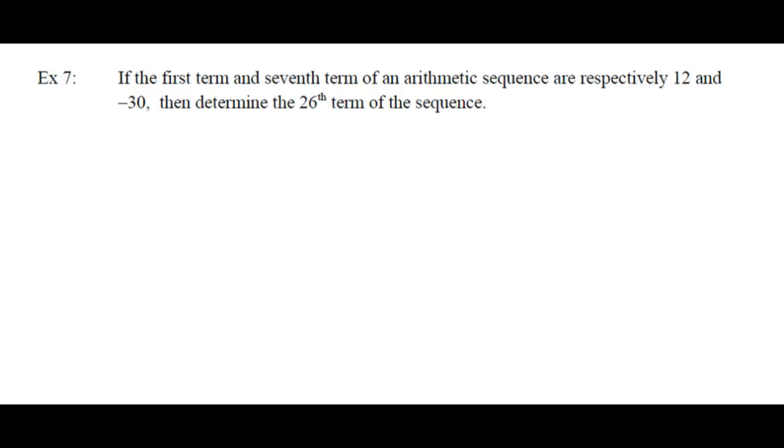If the first term and the 7th term of an arithmetic sequence are respectively 12 and negative 30, then determine the 26th term. Okay, so if the first term, T1, is 12, and the 7th term, T7, is negative 30, then determine the 26th term of the sequence.